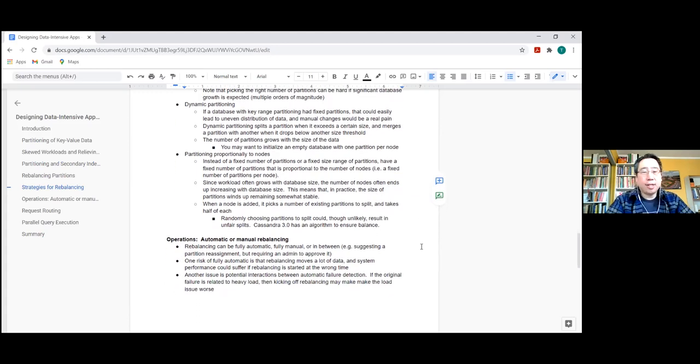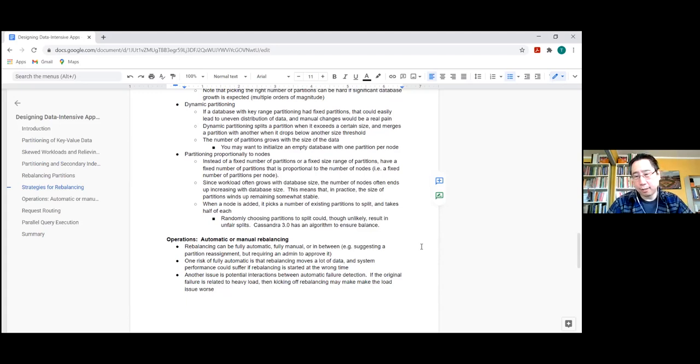And then this other Cassandra use case I thought was kind of interesting. So they do partitioning proportional to the number of nodes. So instead of having these hard-coded sizes like, at 20 gigabytes we split it into two, they just simply say, we're gonna have five partitions per server. And so then these partitions will over time keep getting bigger and bigger and bigger.